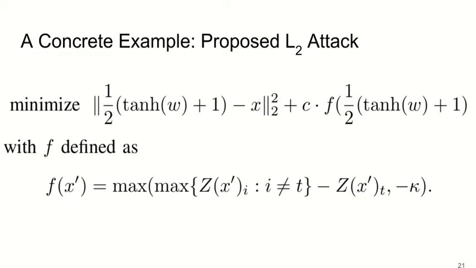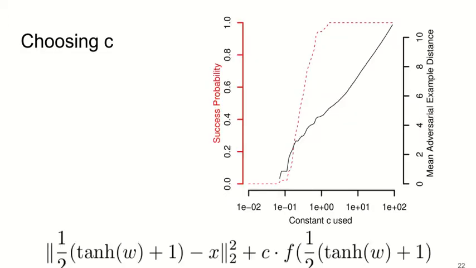So how do we choose C? What we can do is binary search. We start with a really small C, apply our algorithm, find the perturbation, and then check if we find an adversarial example. If we don't, we double C and repeat this process.